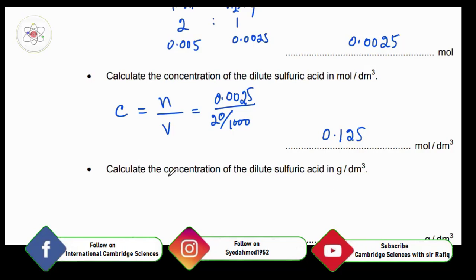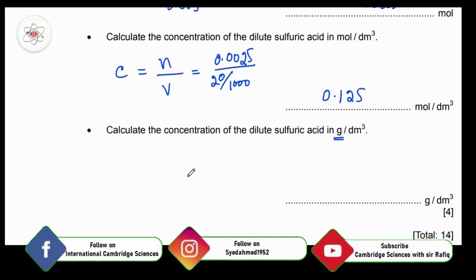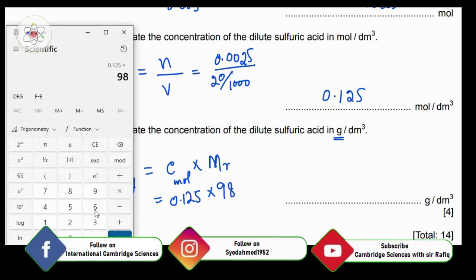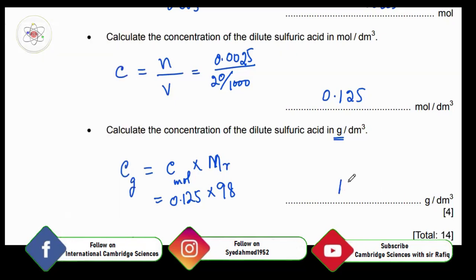Calculate the concentration of dilute sulfuric acid now in g/dm³. So what you have to do is convert the number of moles into grams. How can we convert it? The concentration in grams is the concentration in moles multiplied by Mr, right? So the concentration in moles is 0.125, and the Mr of sulfuric acid is 98. So just multiply by 98, and you get 12.25 g/dm³.